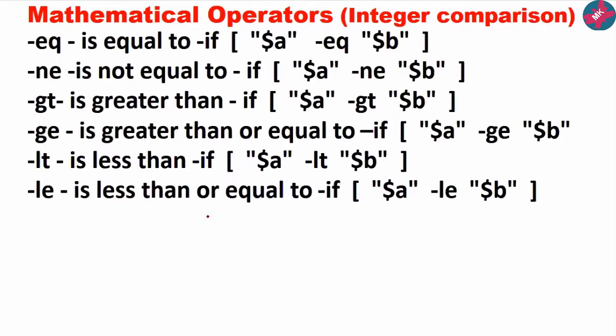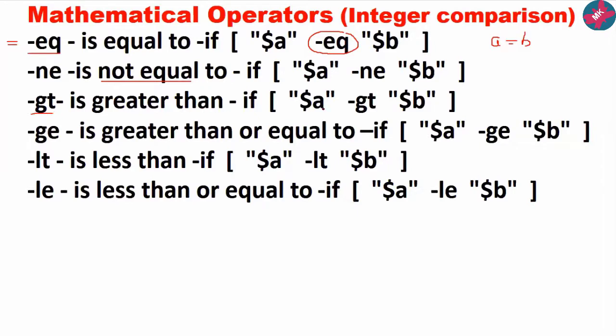What is new is that we are habituated to writing the equals to sign whenever we want to compare. In shell script, it is written as dash eq. How will I form the statement: if variable a equals b? Normally we write it like this, a equals b. In shell script, this equals to is replaced by minus eq. Likewise minus ne, dash ne, will be not equals to.